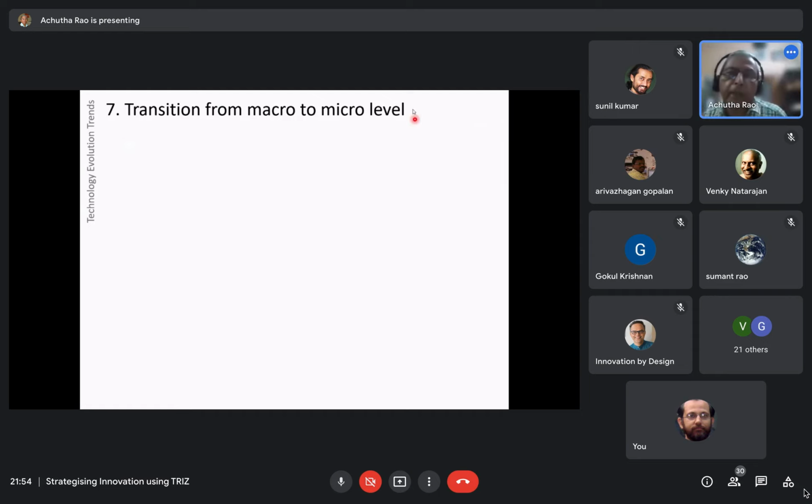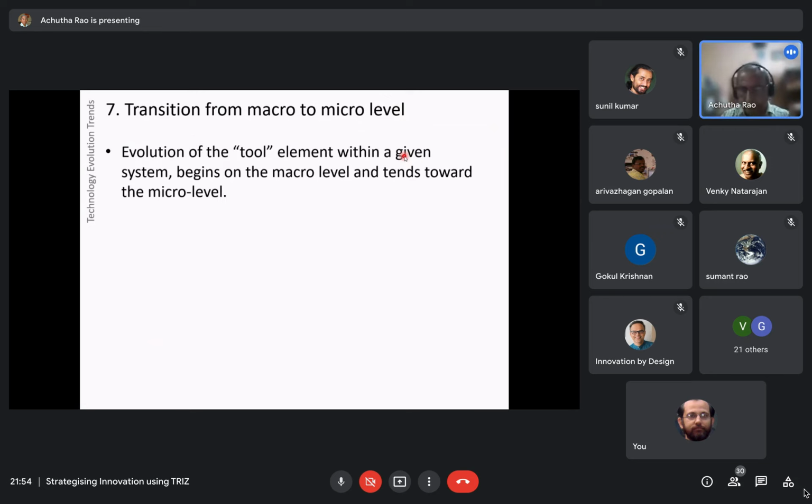Macro to micro level, another trend. Everything is micro, actually. Probably he did not have the technology of nano. Probably tomorrow we have to say macro to nano. So we change at the level of microns or molecules. That's one of the predictions that he has made.